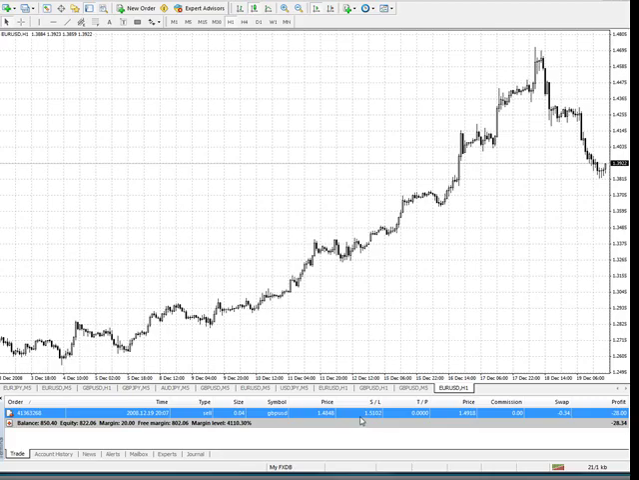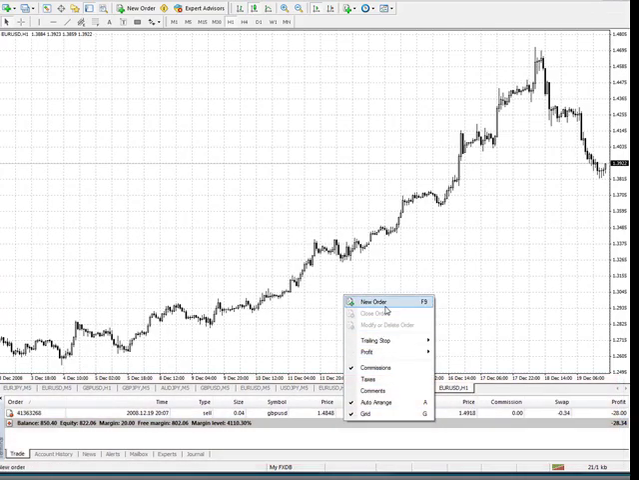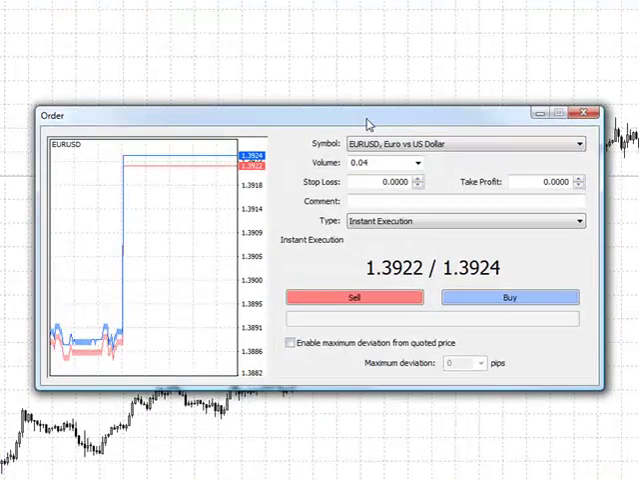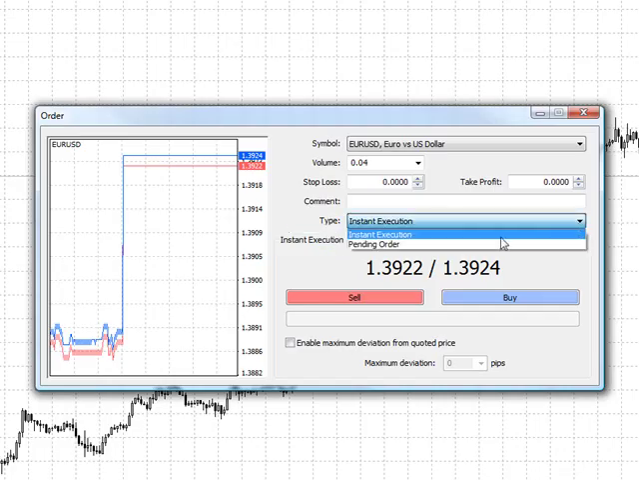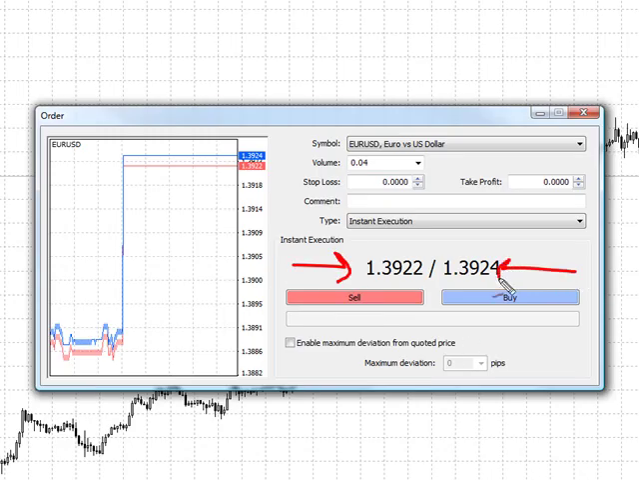If you come back down to this area down here in your MetaTrader platform and right click and click on new order, your order box will pop up, and all you need to do is come right in here to this area right here. Click the drop down box, and you can select whether you want an instant execution or a pending order. Now, if you want to do a market order, you select instant execution. That will put you in the market right away at whatever price the market is currently trading at.